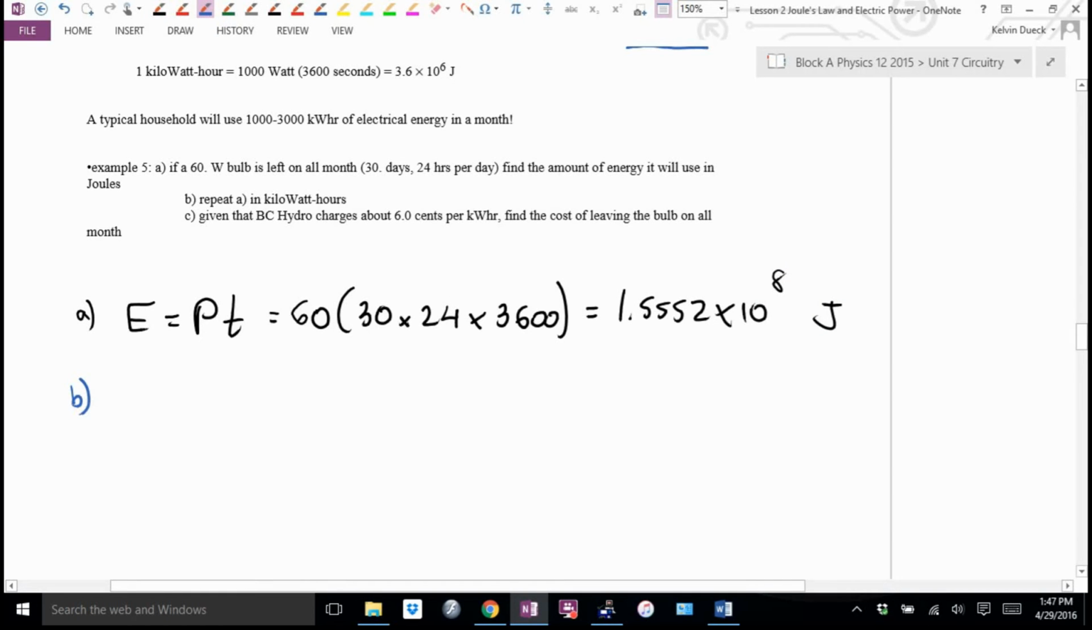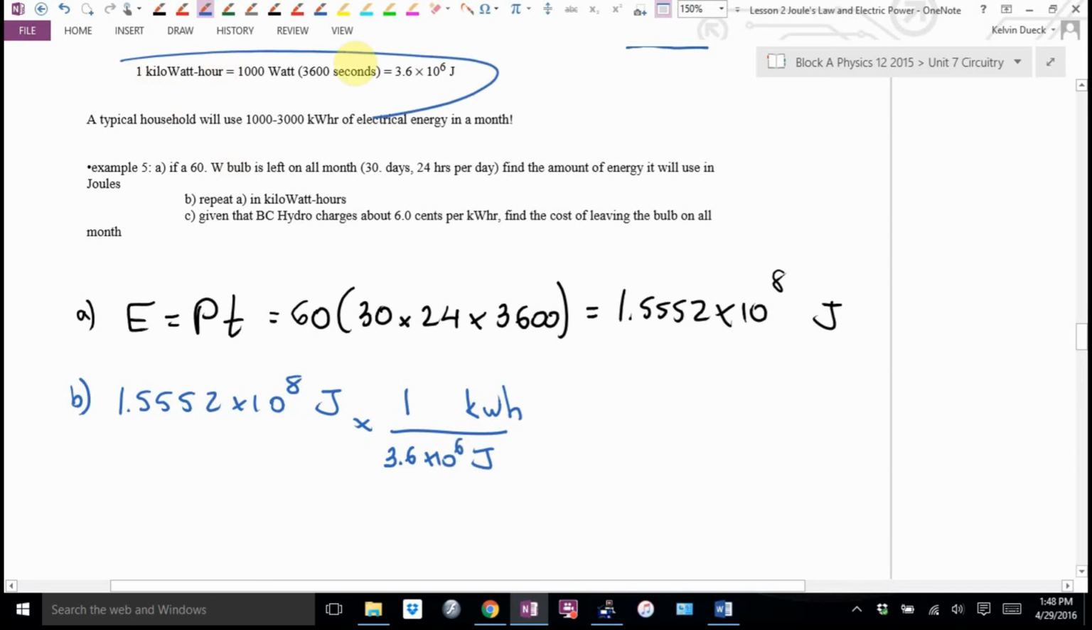Vikas, what do they want me to do for part B? Part B is given in kilowatt hours. So if I'm going to do a conversion, I always start out by writing down what they gave me. Kyle, you might remember this because you had me last year. I always wrote down what they gave me. And then I want joules to cancel. So where do I want joules to be in the next fraction? On the top or on the bottom? I want kilowatt hours. And apparently the conversion factor is 1 kilowatt hour equals 3.6 times 10 to the 6th joules. I got that from right there.